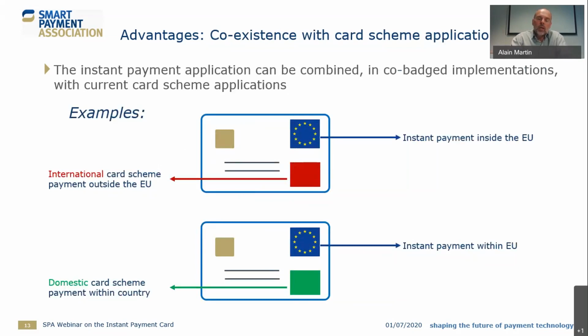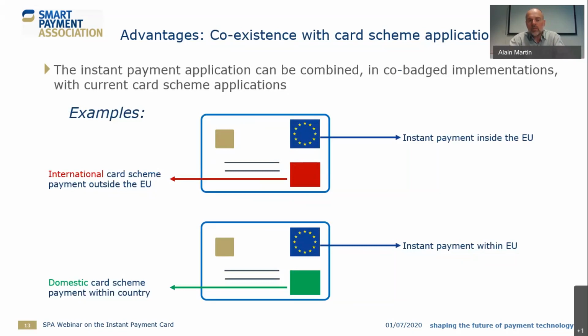Introducing a new way of paying, well, it's not going to happen overnight, let's put it that way. And so there will be a phase-in of the new way of paying. The advantage of using cards or digital cards is that they can coexist with the existing ways of paying.